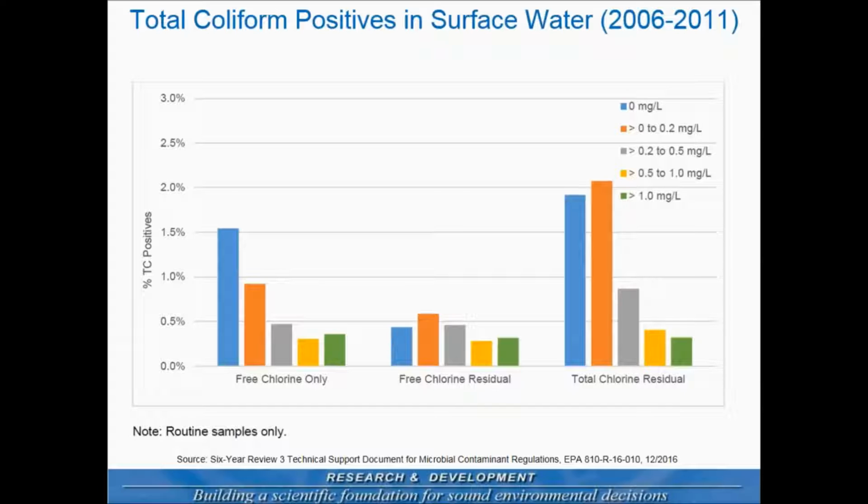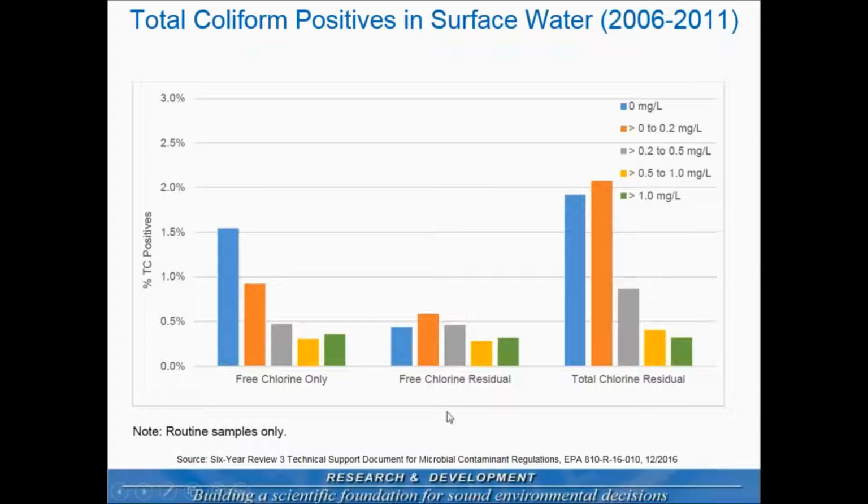And so let's start over on the right. The total chlorine residual over here, these are utilities that report total chlorine data. And as you can see, as the chlorine increases from 0 to 0.2 and greater than that, the percent of positives decreases, but there's not much additional benefit out here.